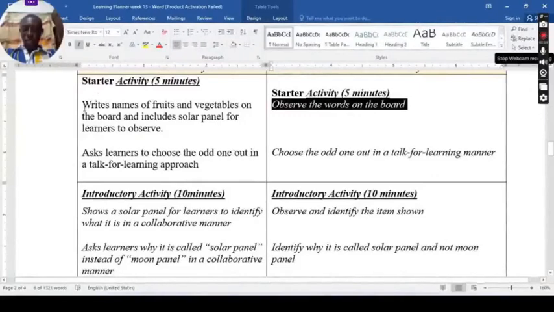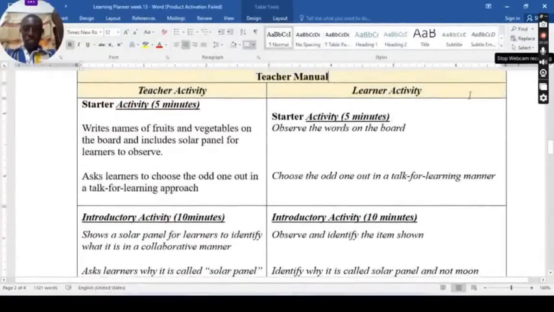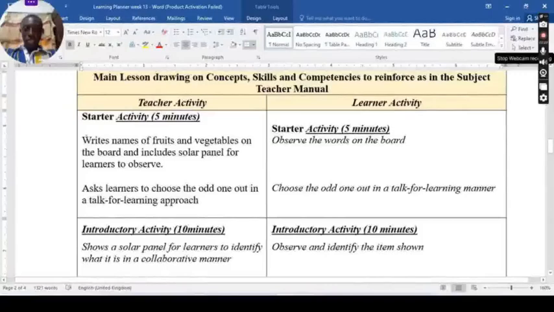Now let's look at an example of a starter. Mine here says, write names. Now why didn't I say teacher write names? This side is for the teacher column, so there's no need of bringing the word teacher again. So just go straight: write names. It is actually teacher write names, but because it is in the teacher column, there's no need to bring teacher again. The same applies to the learner column.